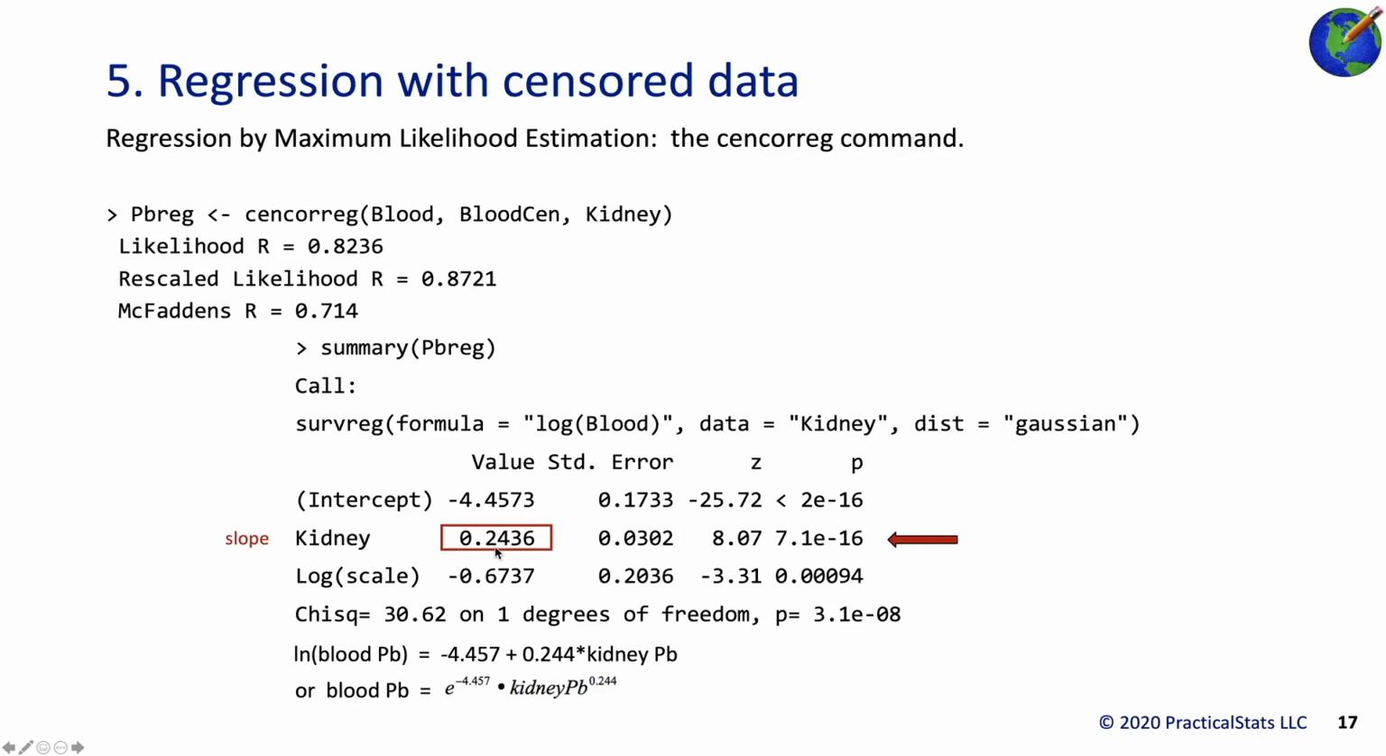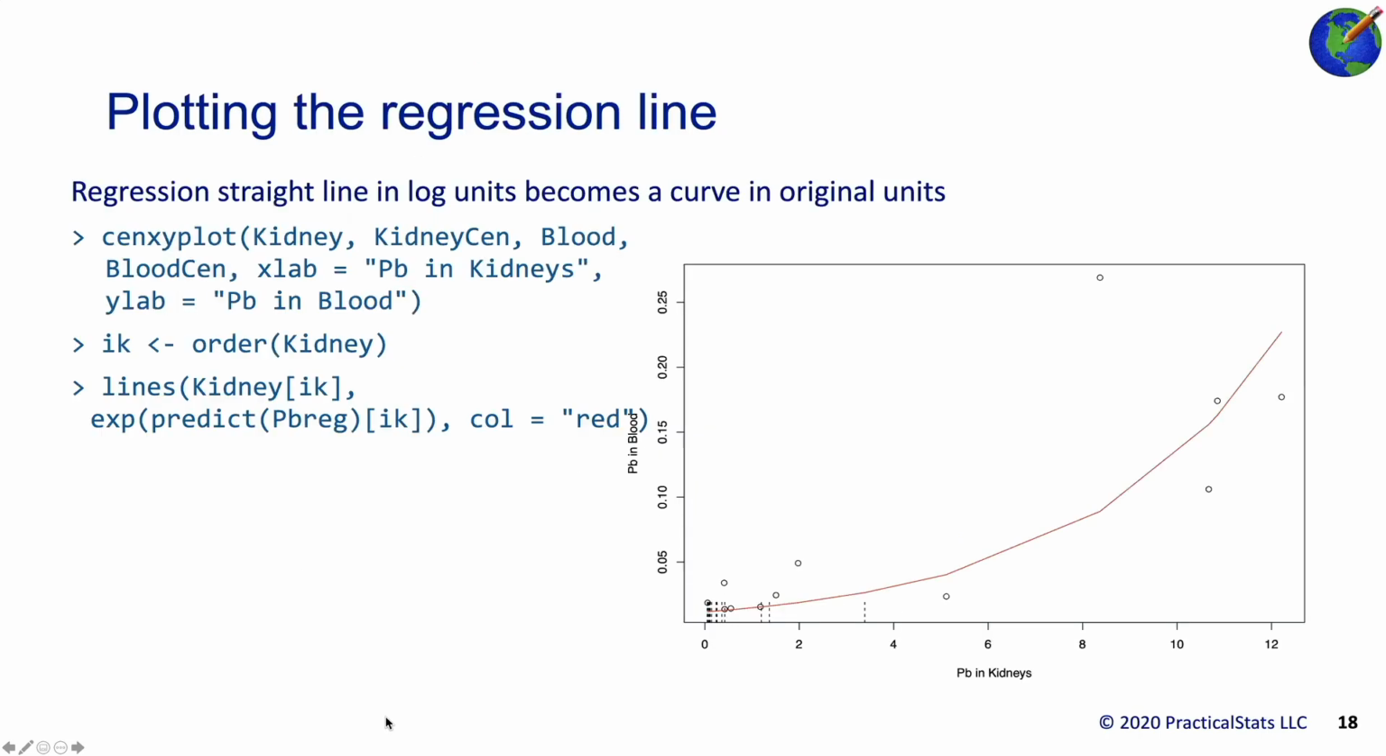You get a slope. Here's the slope of lead in kidneys, and the y variable is the log of the lead in blood, and that slope is 0.24. It gives you a p-value for that, which is small, saying it's significant. You should keep kidney lead in as a predictor of lead in blood. You can write out that equation, the intercept and the slope times kidney lead for the logs, and then you can exponentiate it, and then you have this equation for lead in blood in the original units, and that will look like a curve. And so you can plot them in that way.